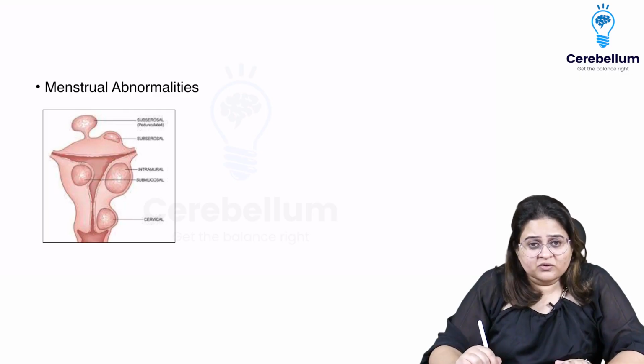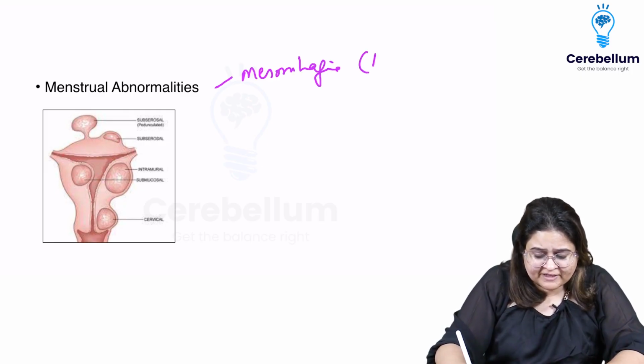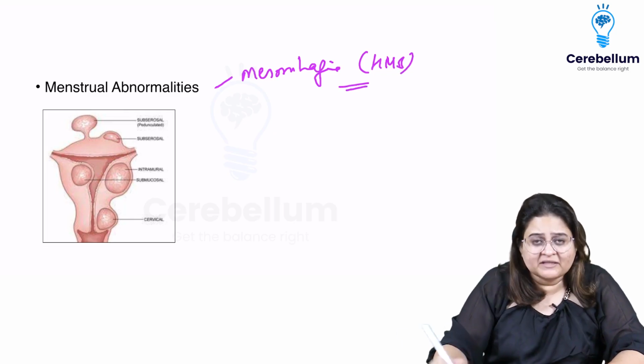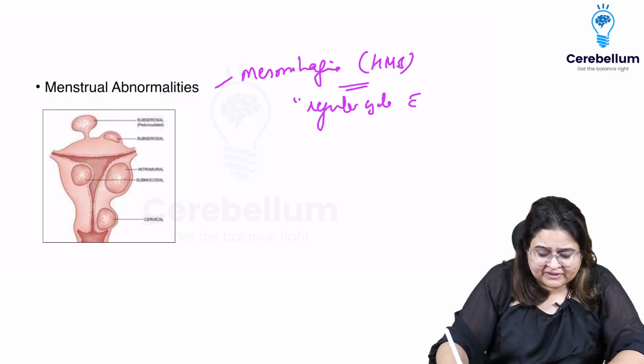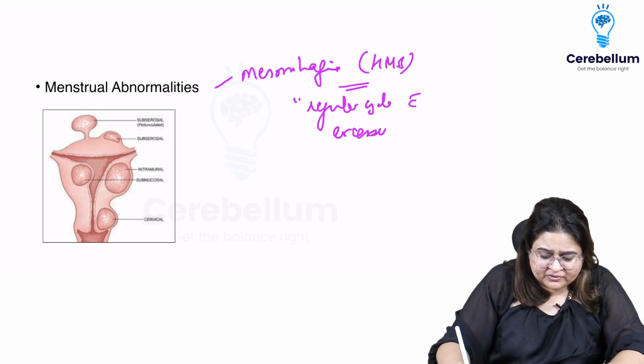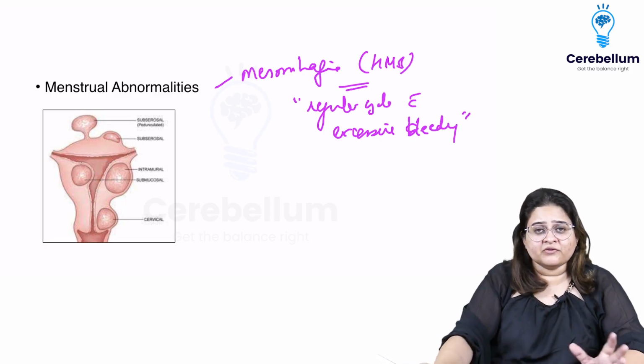They can cause menstrual abnormalities, and the most common one we talk about is menorrhagia, which is now called heavy menstrual bleeding. That means bleeding which is excessive in amount or duration, but the cycle is regular. So regular cycle with excessive bleeding, either in duration or in amount, is menorrhagia. And this is the most common symptom of a fibroid.